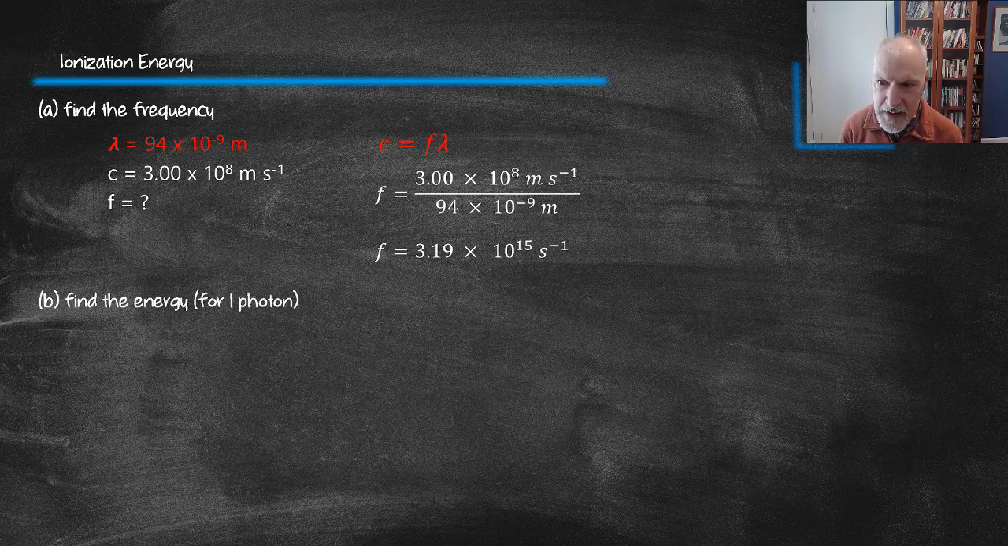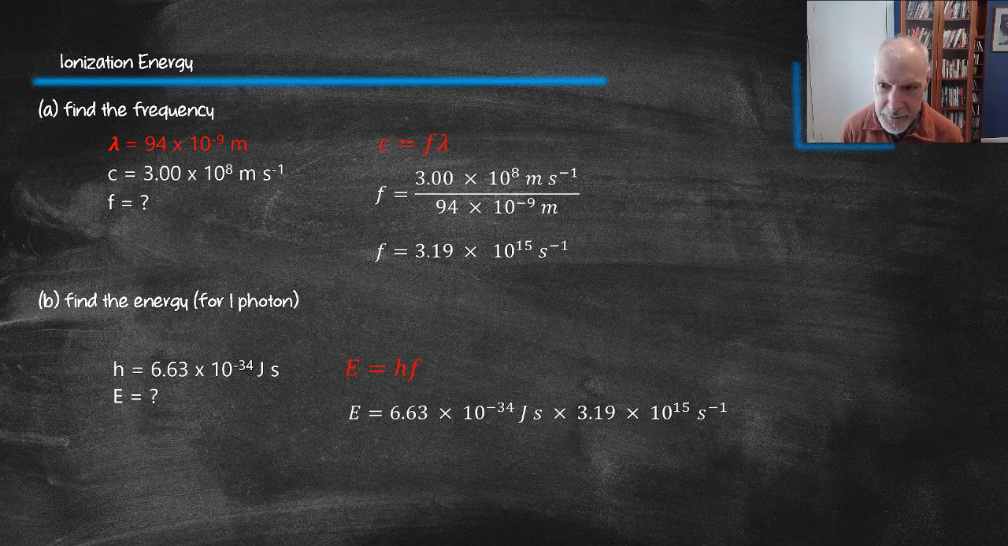Now I want to determine the energy associated with this photon of light. That's given by this relationship, also in our IB data booklet. E is equal to Planck's constant times the frequency. Planck's constant is also available in our IB data booklet. Substituting in the value for Planck's constant and our frequency from the first part above, we can determine the energy of our single photon, 2.11 times 10 to the negative 18 joules.